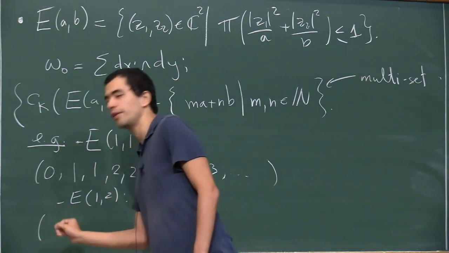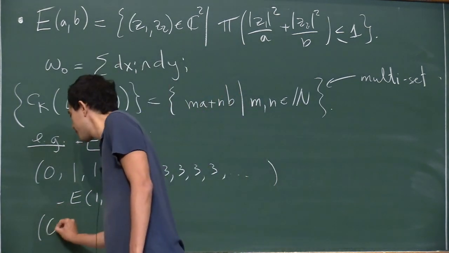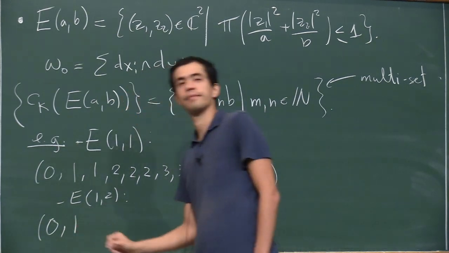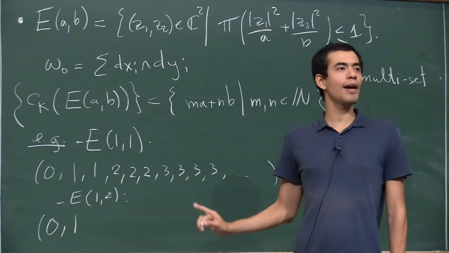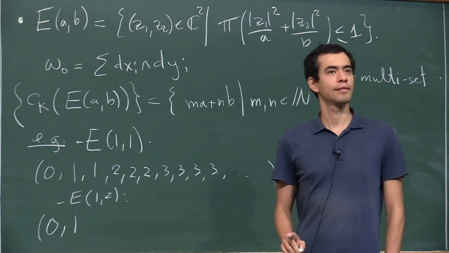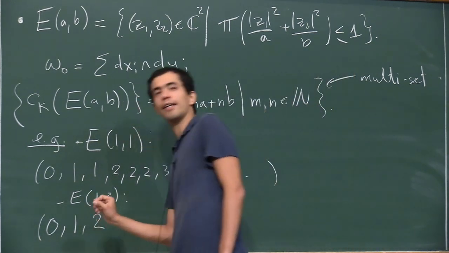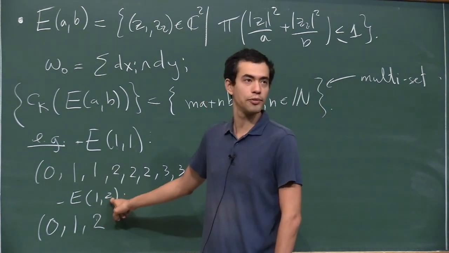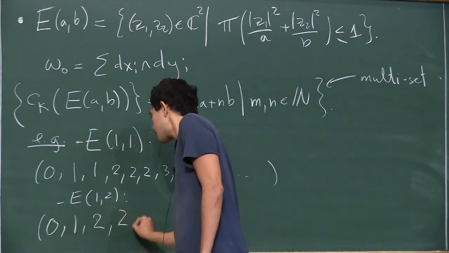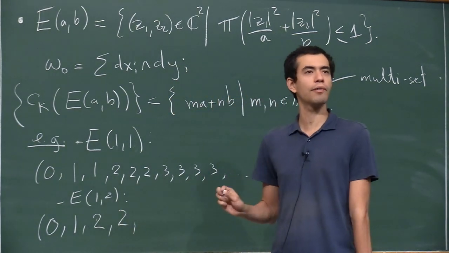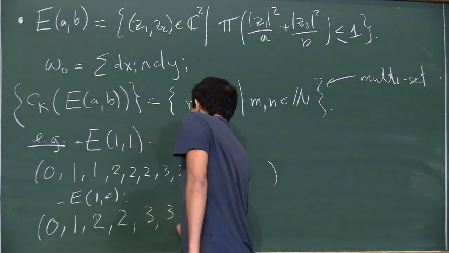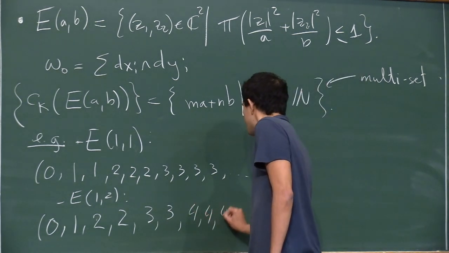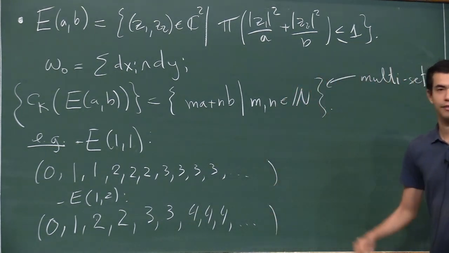So for E12, we do the same thing. We always start with 0, then the next one is 1. But notice that I only have one way to get 1 now. But 2, I can get in two different ways. I can get 2 times 1 or just 1 times 2. And for 3, I also have only 2 different ways. But now for 4, I have 3 different ways. So, you know, it's just some combinatorics. So you can find the sequence.